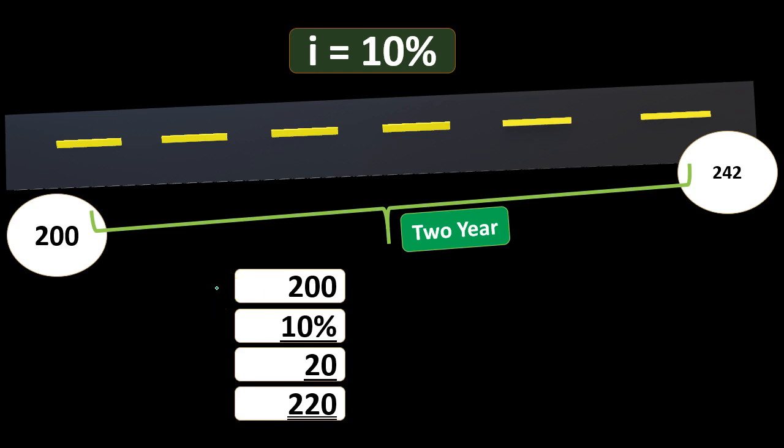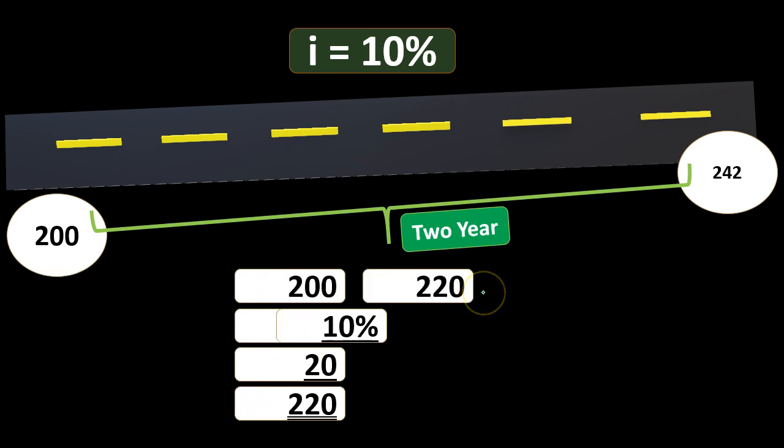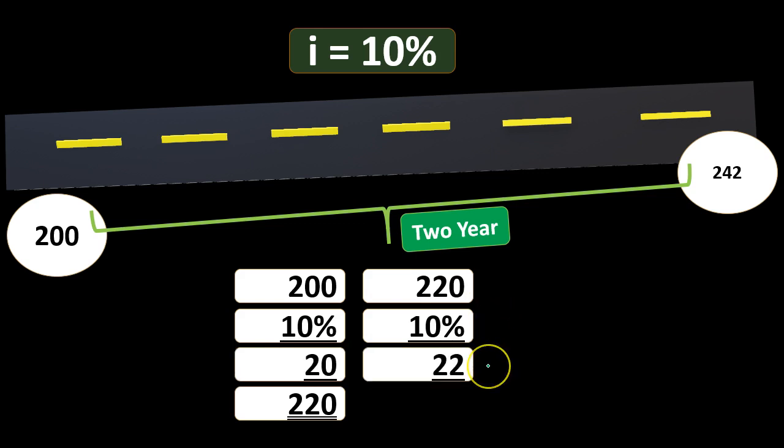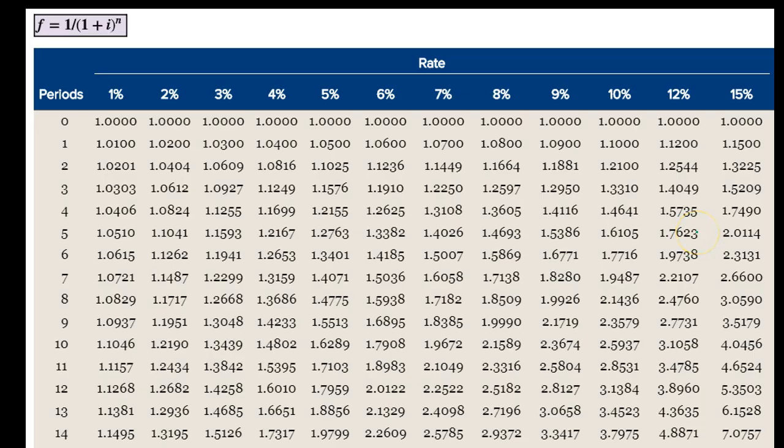We left off last time at 200 times 10%, $20. That's 220 for year 2. If we start at 220 times 10%, that gives us $22. $220 plus $22 is the $242. So that's another way we can think about how we get from the starting point to the future value 2 years later, the $242.